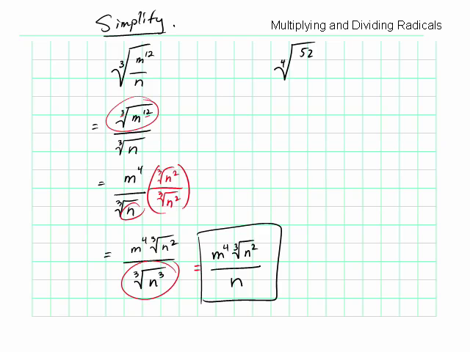4th root of 5z over x. I'll use the quotient rule first, like I've been doing. This is the 4th root of 5z over the 4th root of x. To rationalize the denominator here, I need to create a perfect 4th down here. And to turn x into a perfect 4th, you will need 3 more x's. So you're going to have to multiply by 4th root x cubed over 4th root x cubed.